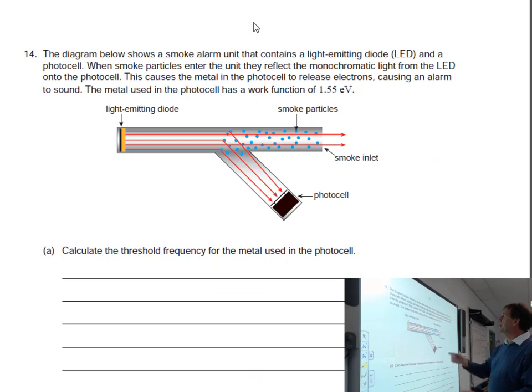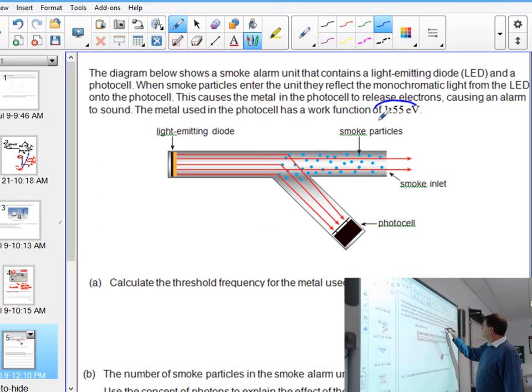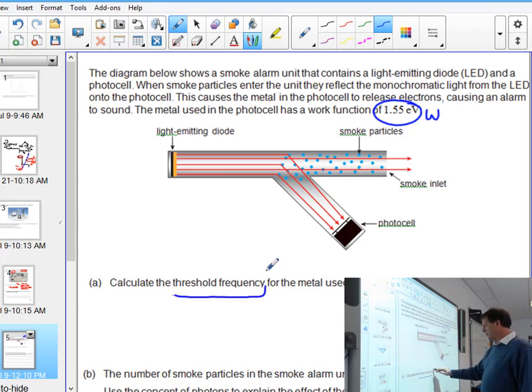When the smoke particles enter the unit, they reflect the monochrome light from the LED onto the cell. So the light is going to come down here, and the smoke particles will deflect it this way, and you get some sort of photons arriving at the photocell, and they're releasing electrons, giving you a current, and that's what sets off your fire alarm, I suppose. So the work function here is 1.55 electron volts. That's your work function, and that's the metal one, and you've been asked to work out the threshold frequency.